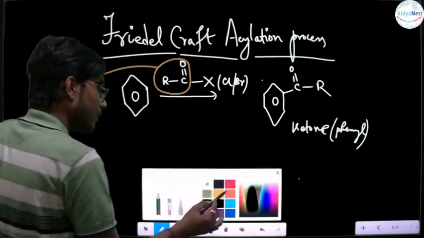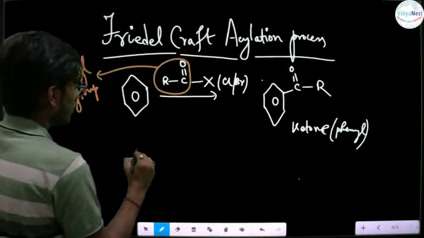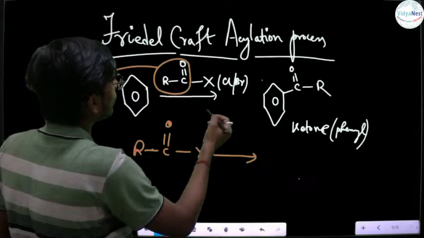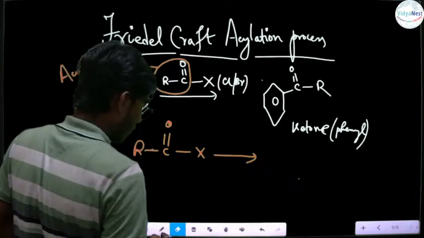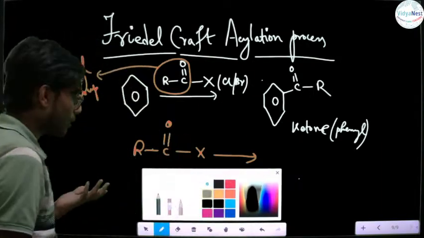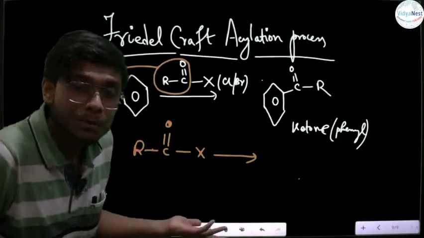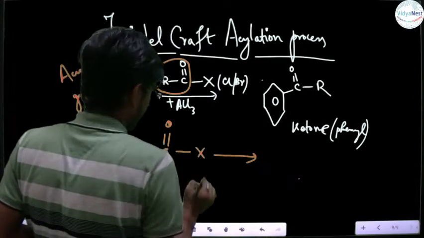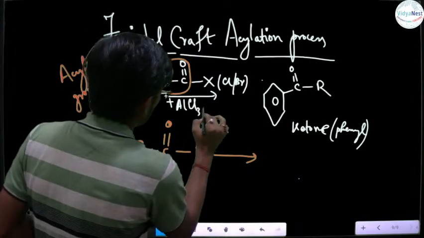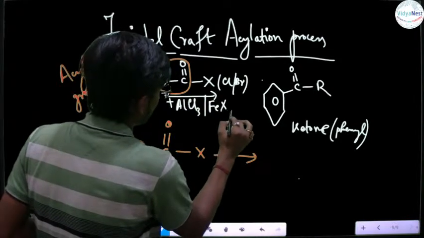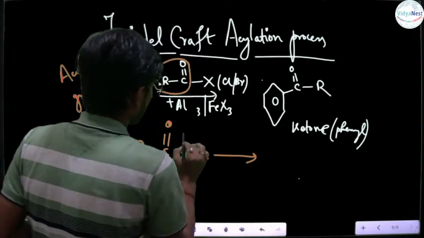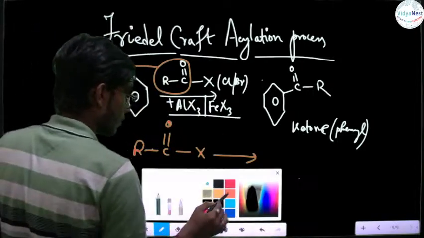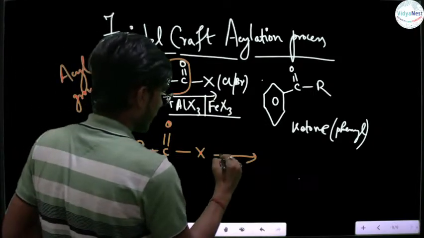The process mechanism goes in the same way, but I have to just say it once. So let's see. We have this RCOX, and we have a Lewis acid along with it. Okay, I forgot to mention, my bad. I forgot to mention the Lewis acid over here, which will help in the formation of the electrophile. Other than the Lewis acid, our electrophile will not be formed. That's the main thing. So we'll also have AlCl3 or FeCl3, or AlX3, as our Lewis acid. That's very important.